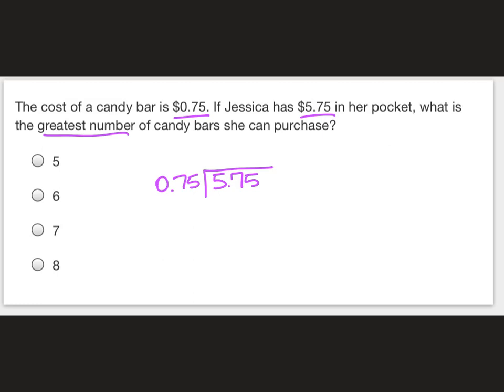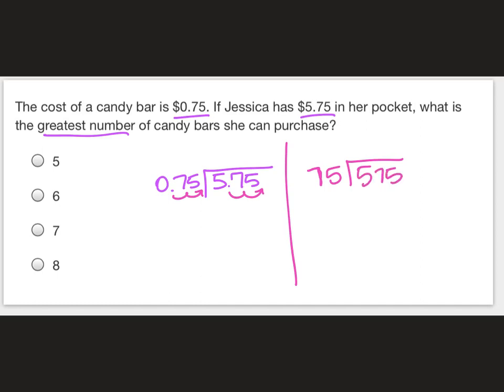So we're going to look and see, okay, how do I make this into a whole number? We've got to move it over twice. And remember, if I move it there twice, I've got to move it on the inside twice as well. So I can clean this up, and my problem now looks like 75 and then 575.